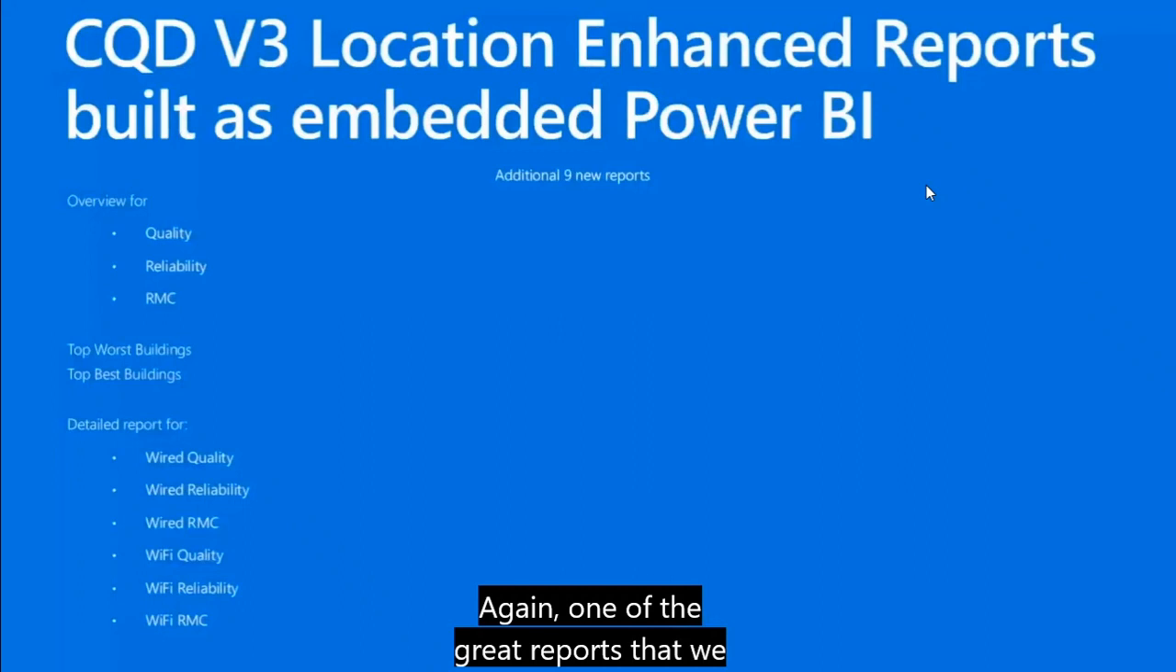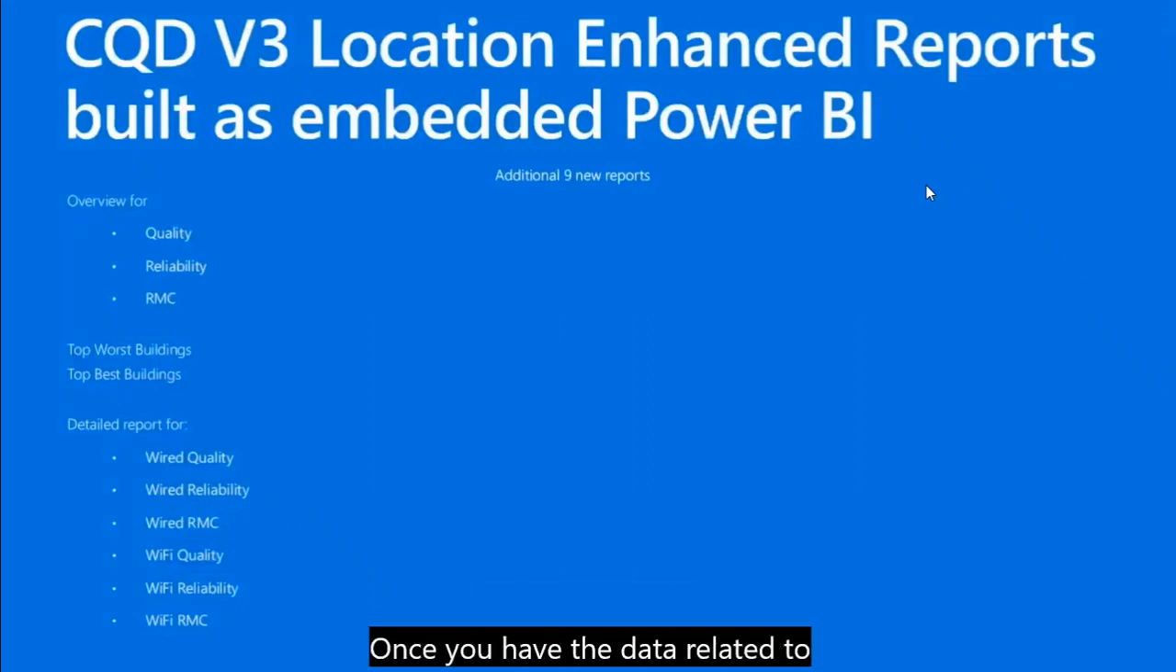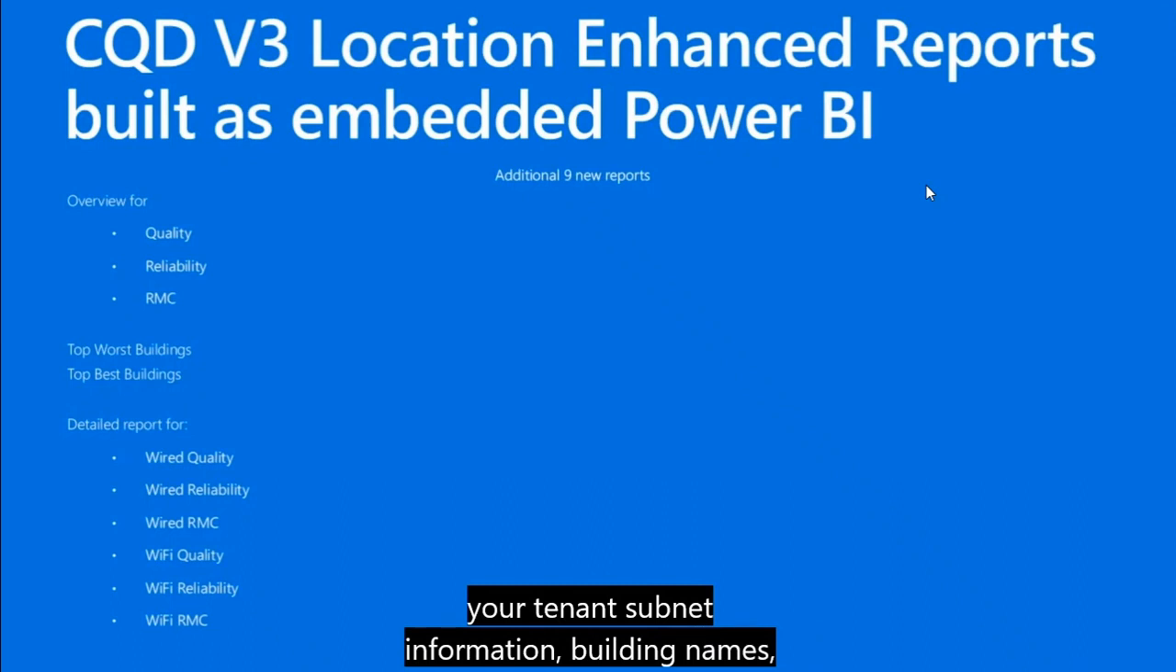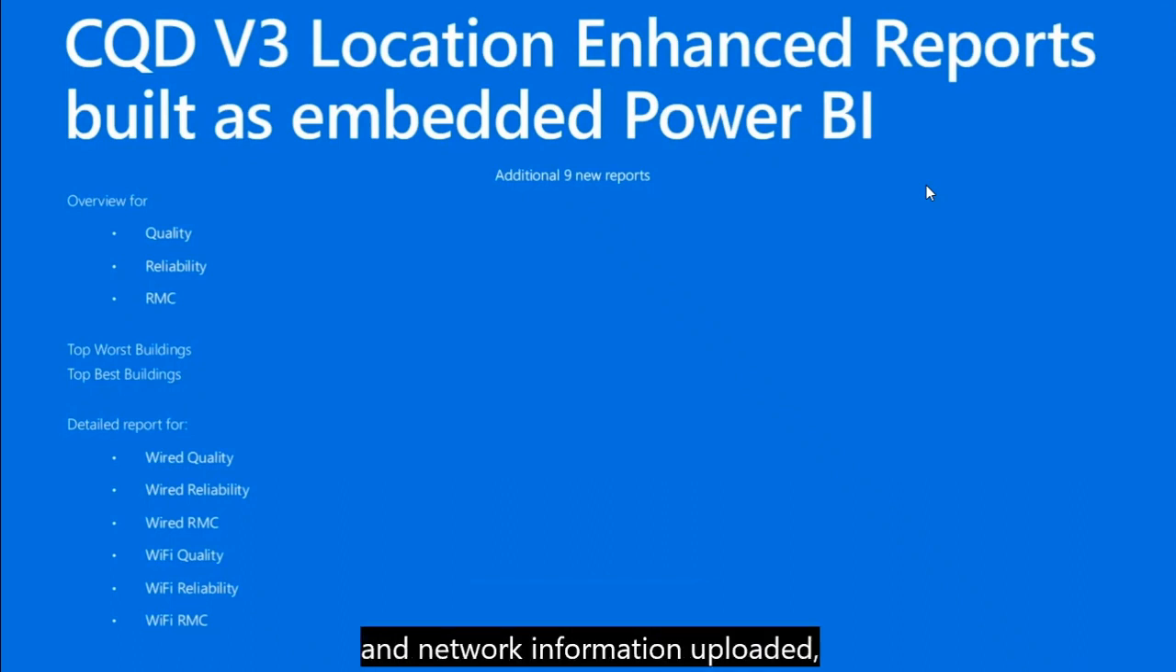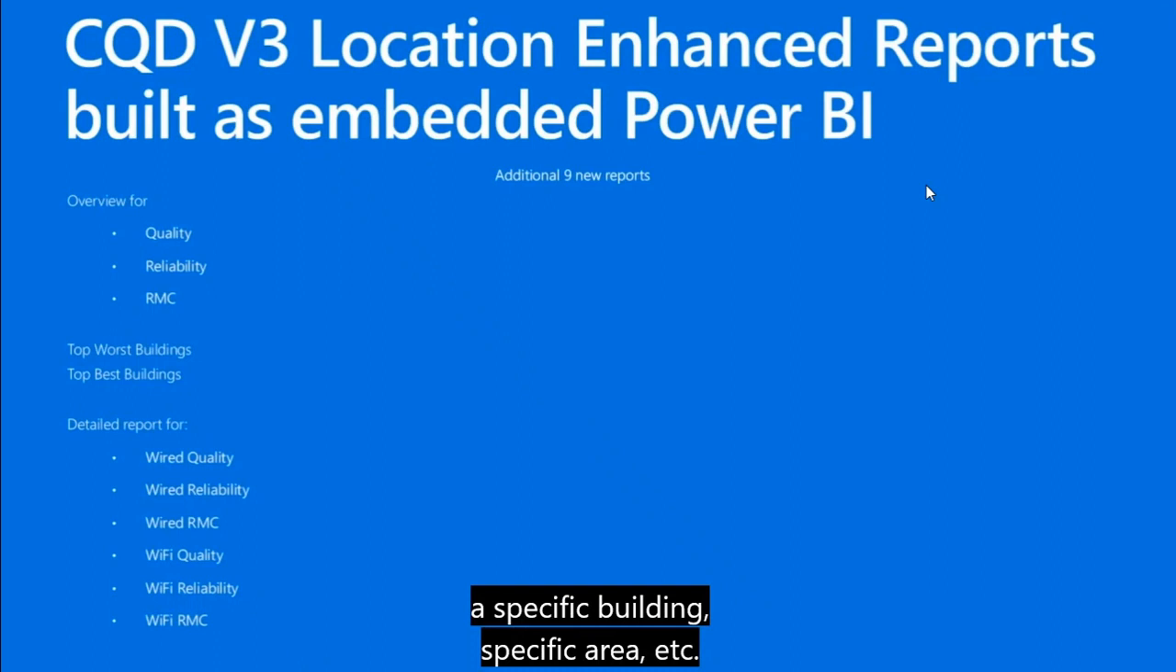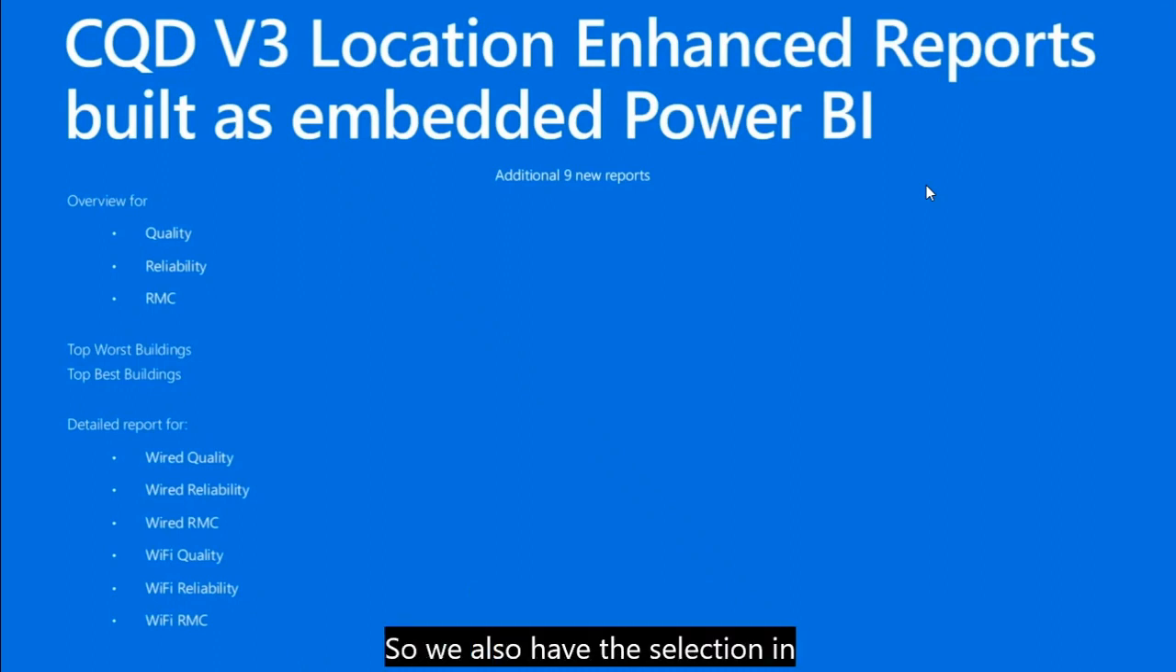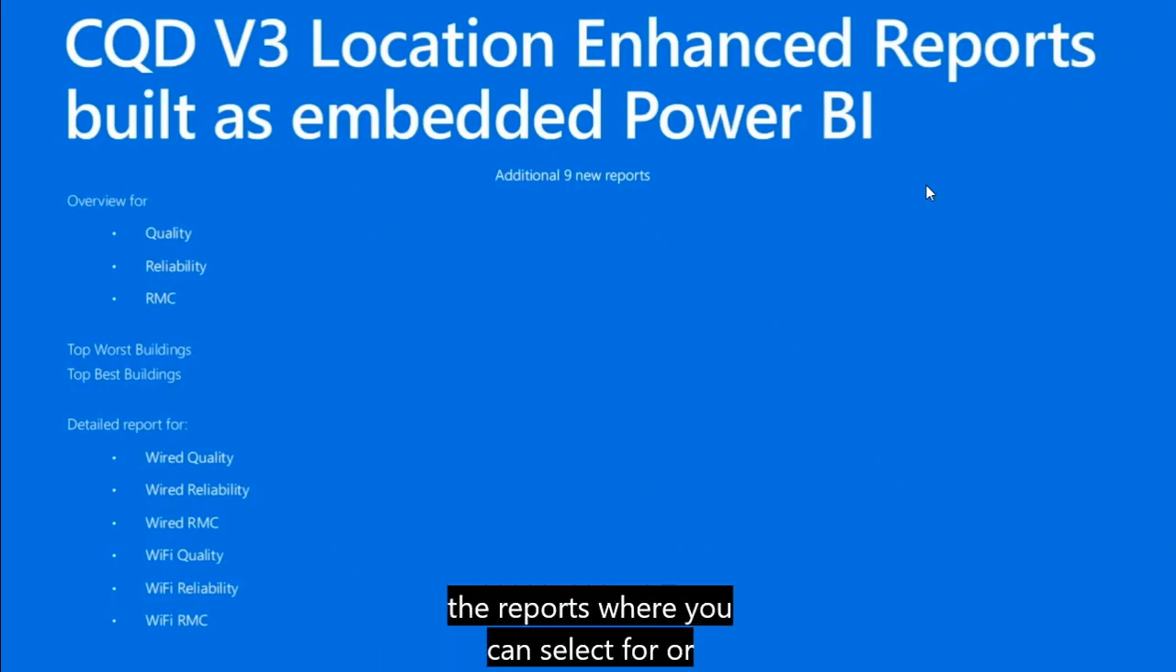Again, one of the great reports that we have is the location enhanced reports. Once you have the data related to your tenant subnet information, building names, and network information uploaded, you can actually get the details of call quality with respect to a specific building, specific area, etc. We also have the selection in the reports where you can look for the top worst buildings and top best buildings. Based on that, you can understand what has been the overall call quality rate.